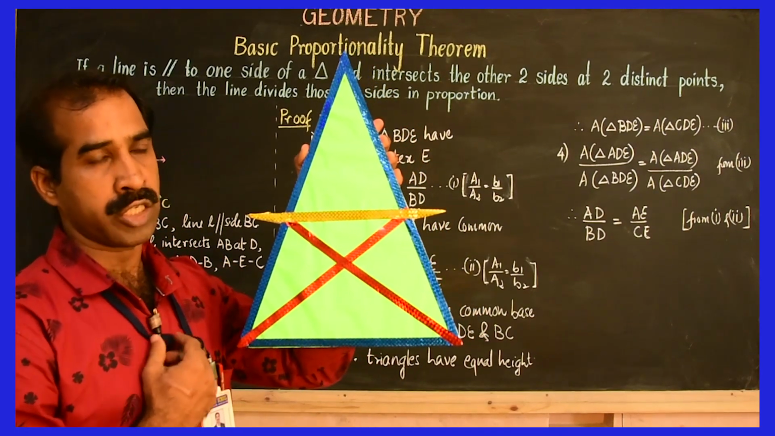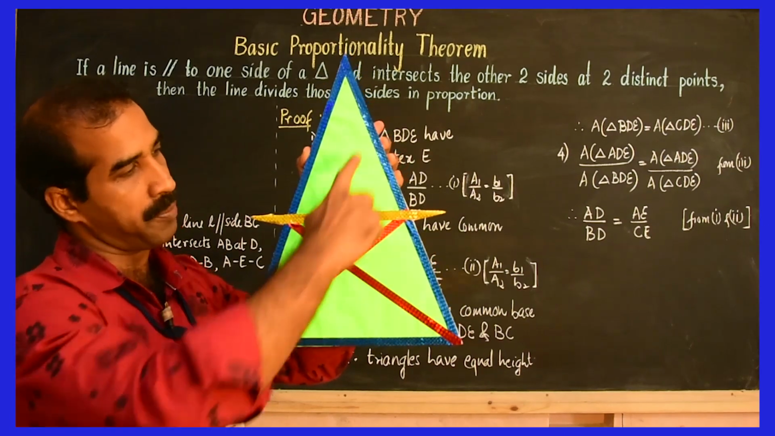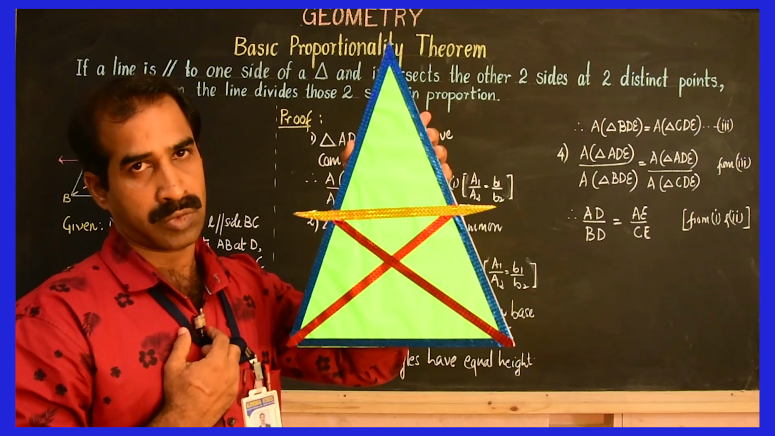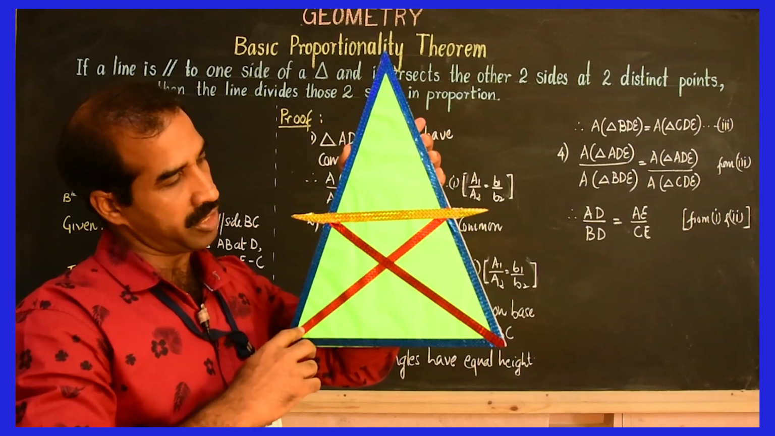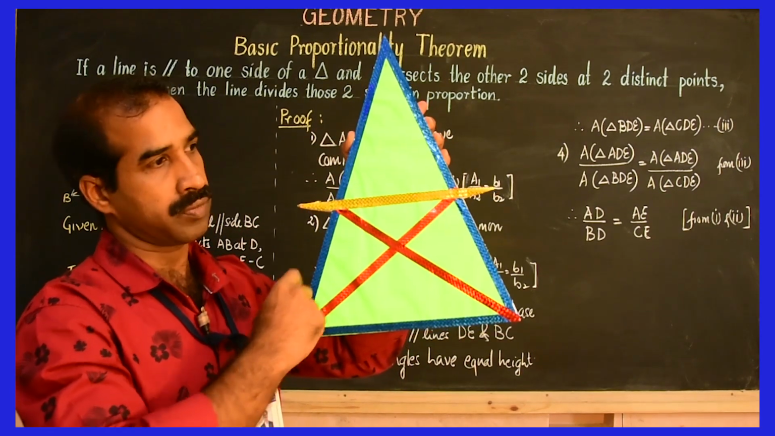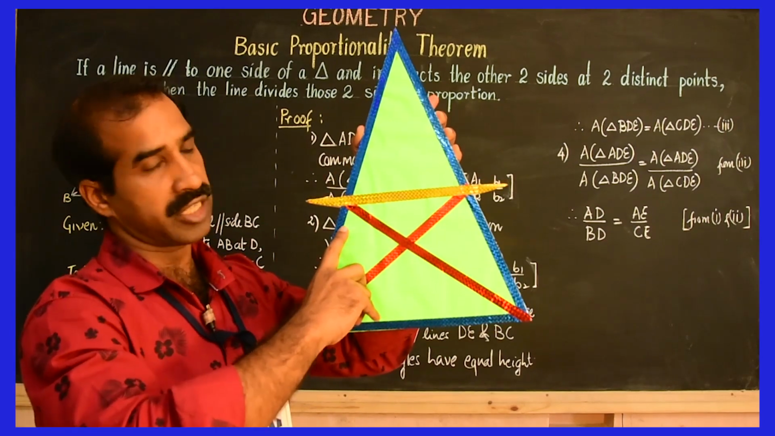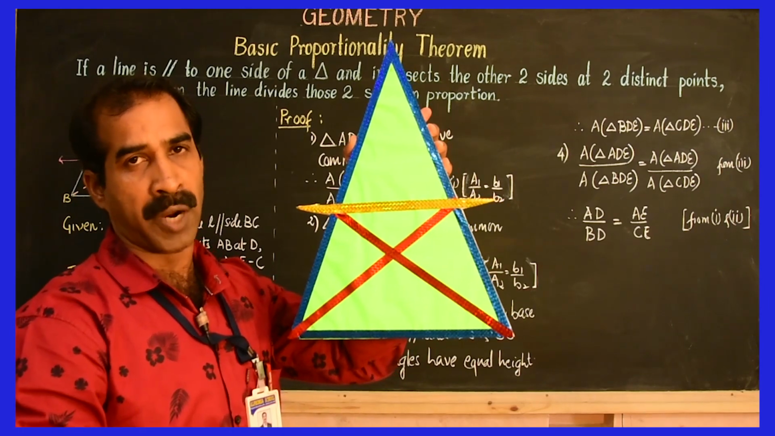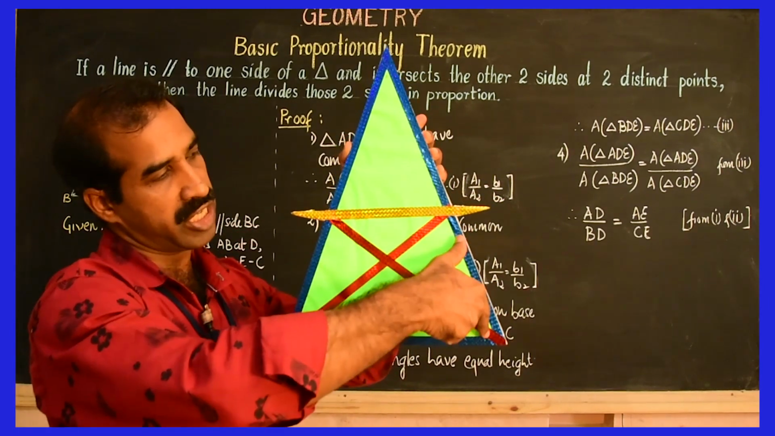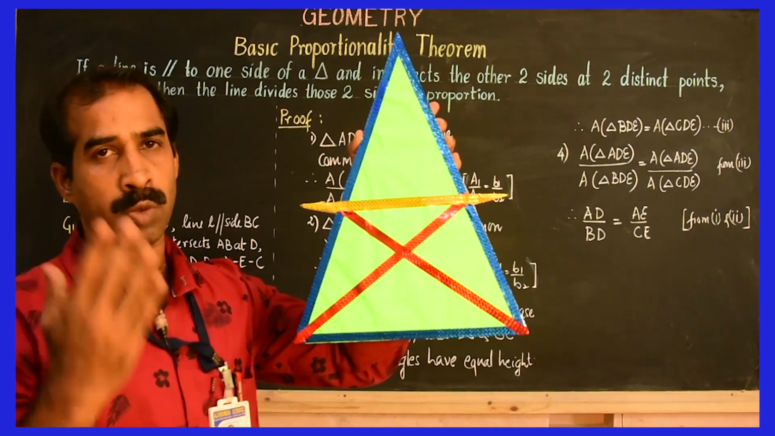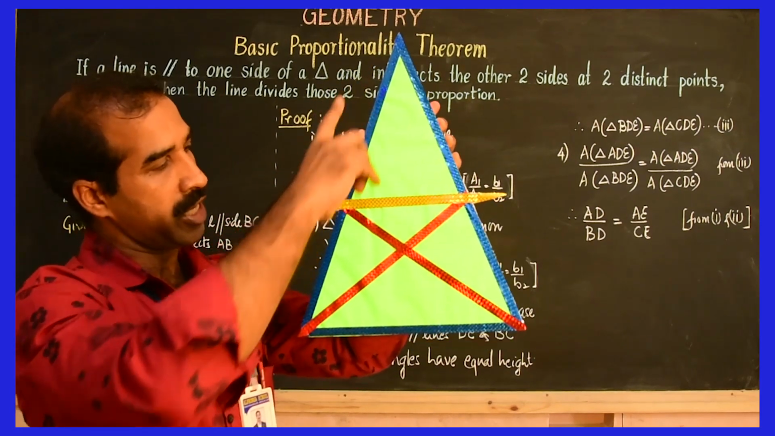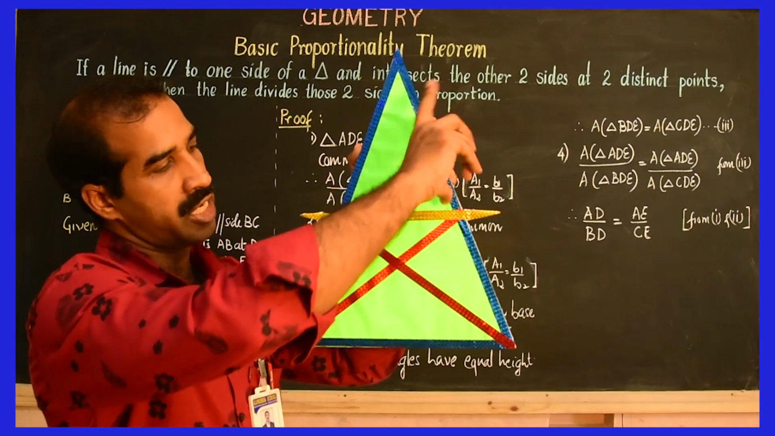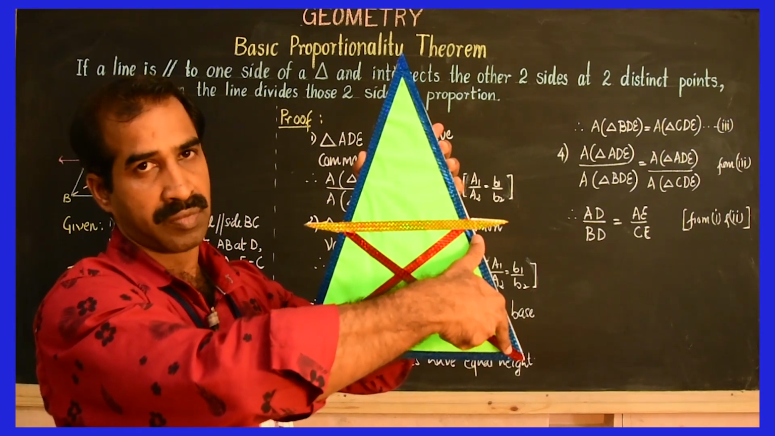So what is to be proved is, these two sides AB and AC are divided in proportion. Here side AB is divided into two parts, AD and DB. Side AC is divided into two parts, AE and EC. So what is to be proved is, AD upon DB is equal to AE upon EC.